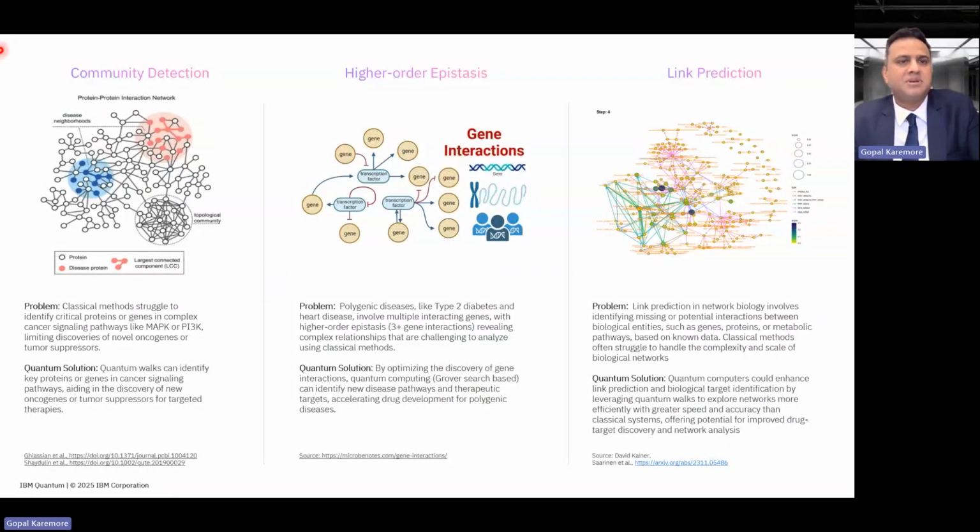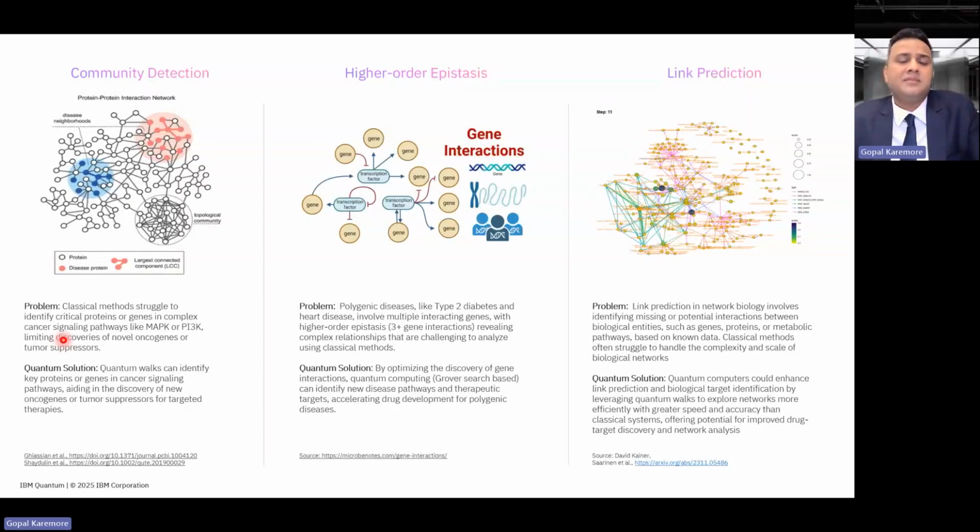The problems are, for example, community detection, where people ask whether we can identify the critical proteins or genes in complex cancer signaling pathways, basically finding a cluster using a quantum walk algorithm in the quantum community.